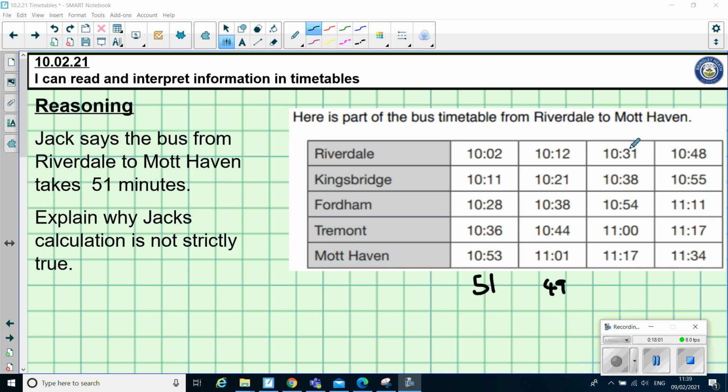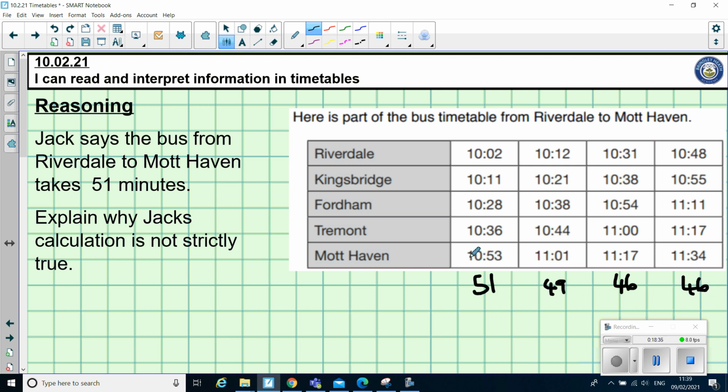Let's have a look at the 10:31 bus then. Another 29 minutes to make it to the next hour, plus my 17, so 29 add 17 is 46. Well, the 10:31 bus takes even less time, it takes 46 minutes. And then let's have a look at the 10:48 bus. So it leaves at 10:48 and arrives at 11:34. So it's 12 minutes to the next hour, plus my 34 minutes, so 12 add 34 is 46.